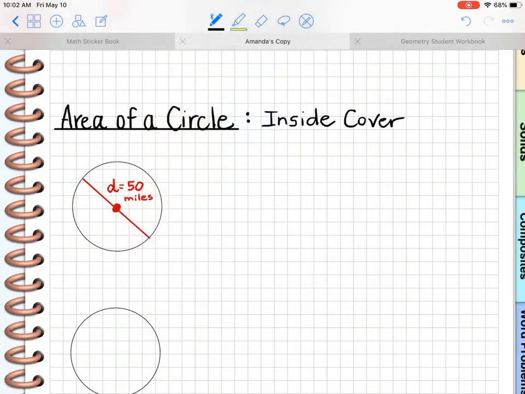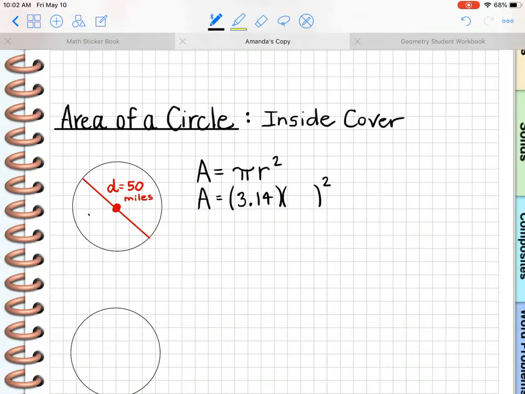So the formula for this particular one is A, and here's our old friend pi, r squared. A equals pi r squared. So I go to set up my formula. We're looking for the search area. We know about pi. Pi is constant. It never changes. But here's a problem. I don't know R. I know D, but I need to put R into my formula.